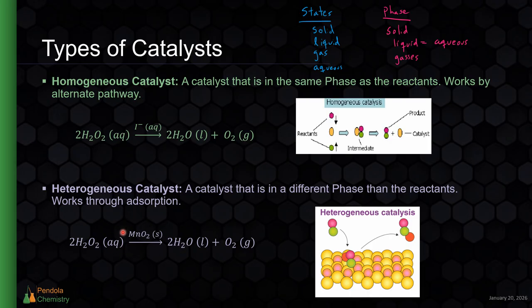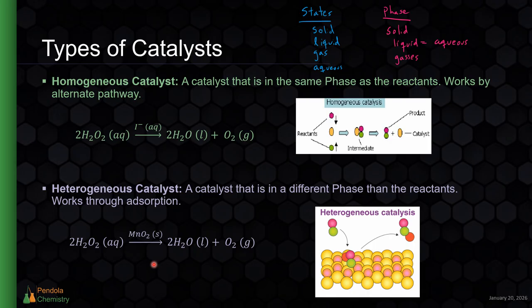So the manganese dioxide is actually a heterogeneous catalyst because the manganese dioxide is a black powder. It is in the solid state. When we add it to the peroxide, which is aqueous, we do so in that solid state, meaning that it's acting as a heterogeneous catalyst because the phase of matter of the peroxide is not the same as the phase of matter of that catalyst. So this works through a process called adsorption.